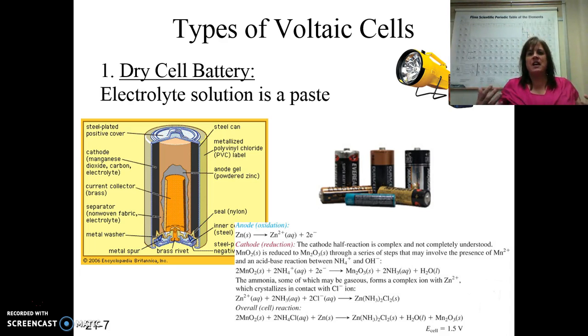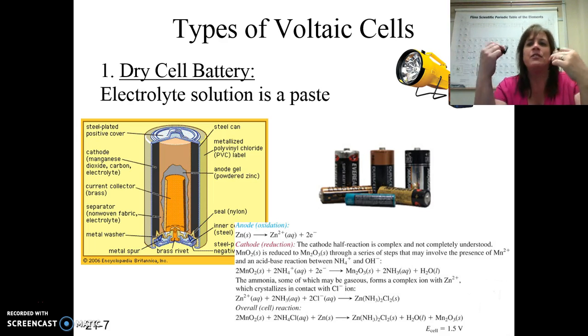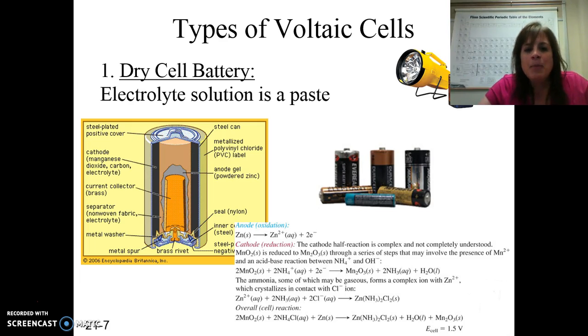Now, let's talk about the different types of voltaic cells. Of course, we have what are called the dry cell batteries, the typical batteries that you're used to putting in your calculator and your flashlights and your smoke detectors. And here, the electrolyte solution is not really a liquid. That's why it's called dry. It's actually a paste. And a typical battery has a zinc anode, so that's the oxidation. But the cathode is more complicated. It's a manganese oxide.